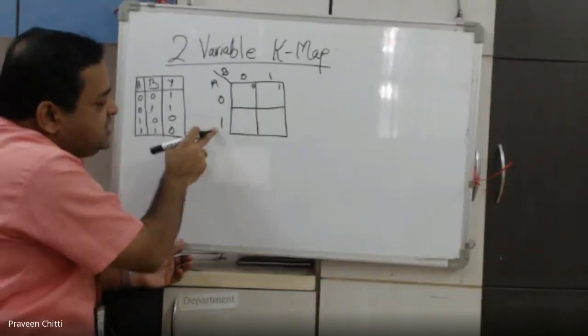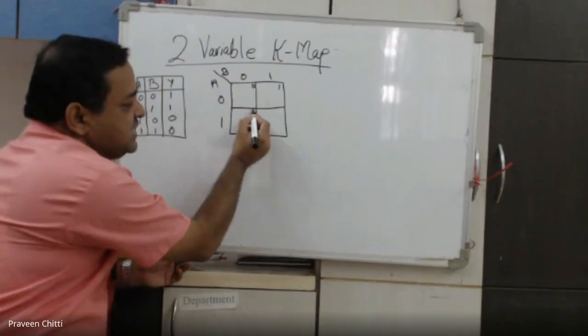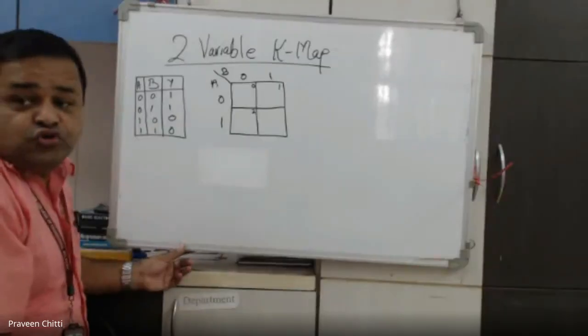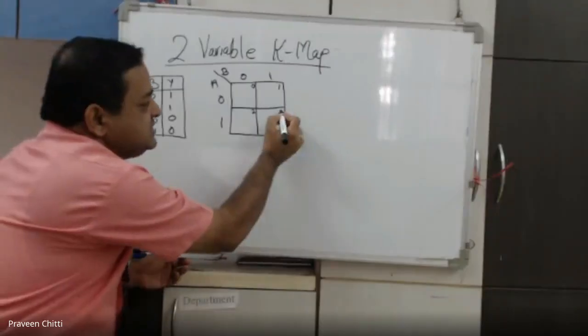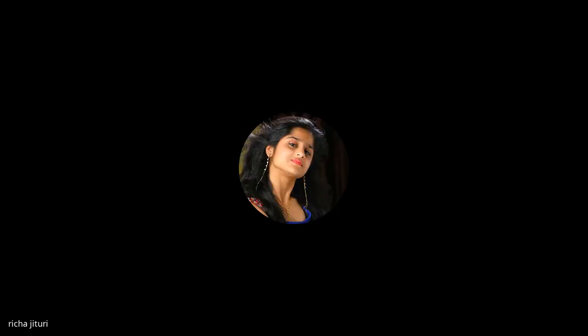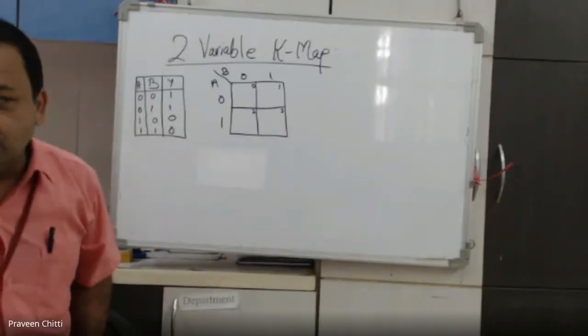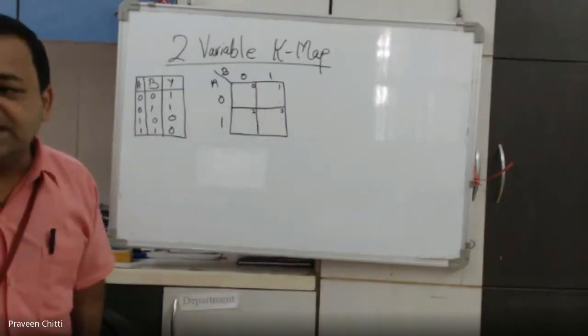Now what is this? A is 1, B is 0. So this cell can be written as number 2. And then 1, 1 means number 3. Those give the cell numbers. I hope it is clear how we give the cell numbers.